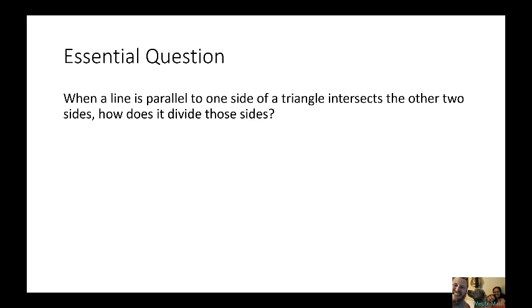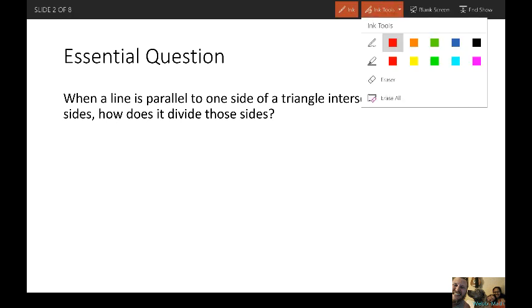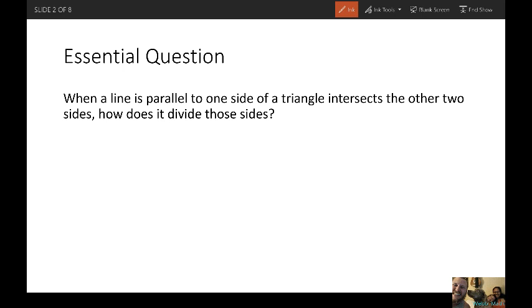The funny thing about geometry is you always need a pretty picture. So let's say you got a triangle, and then all of a sudden you have a smaller triangle embedded inside the bigger one, okay? And when a line is parallel, so this line is parallel to this line, okay? How does it divide those sides?